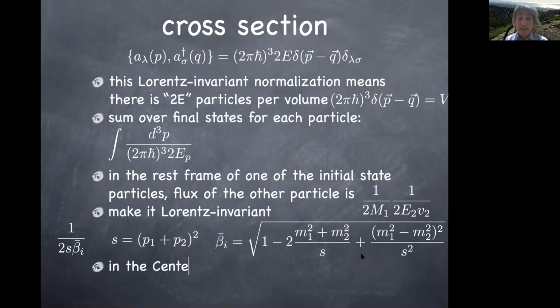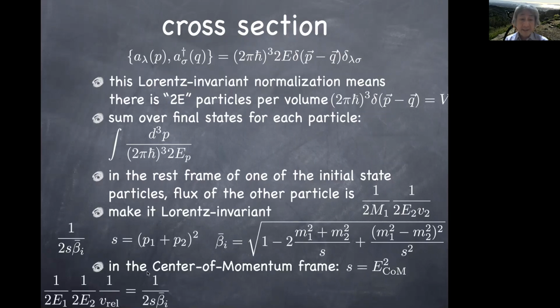Because if you go to the center of momentum frame instead, then the total energy squared is nothing but this factor s. And then in the center of momentum frame, both particles are moving. So this is the case of collider experiments like the LHC. So each particle now has this number of particles 2E. So first particle 2E1, second particle 2E2, and then comes the relative velocity because both of them are now moving. And if you put them together, it does turn out to be the same expression at the end of the day because this is a Lorentz invariant expression.